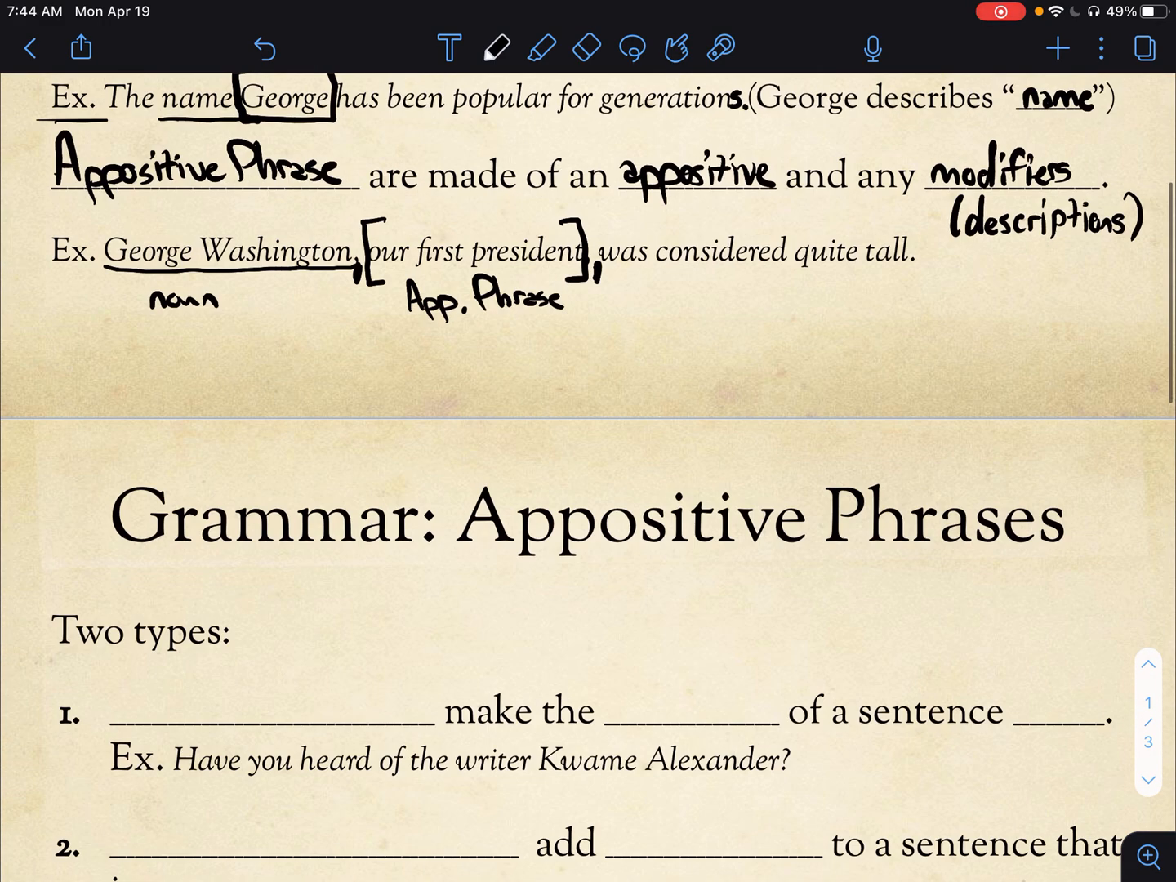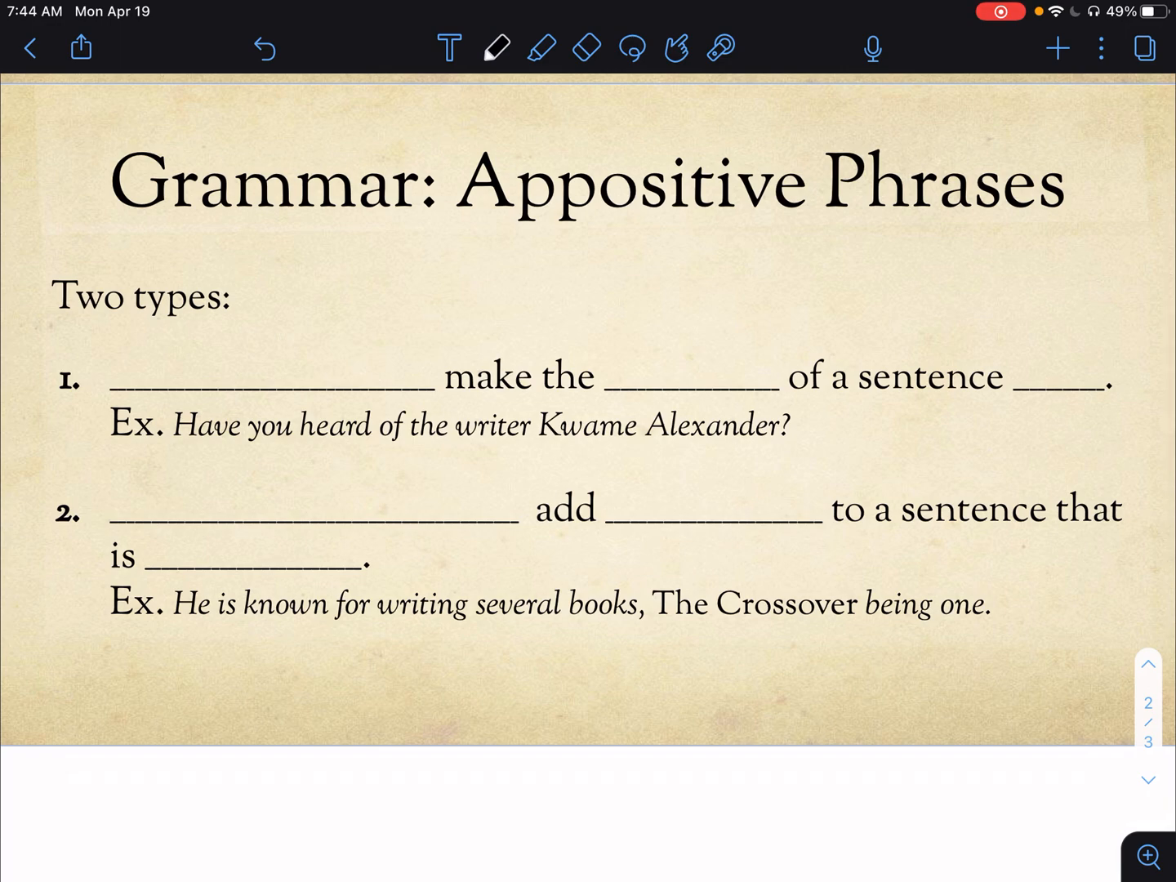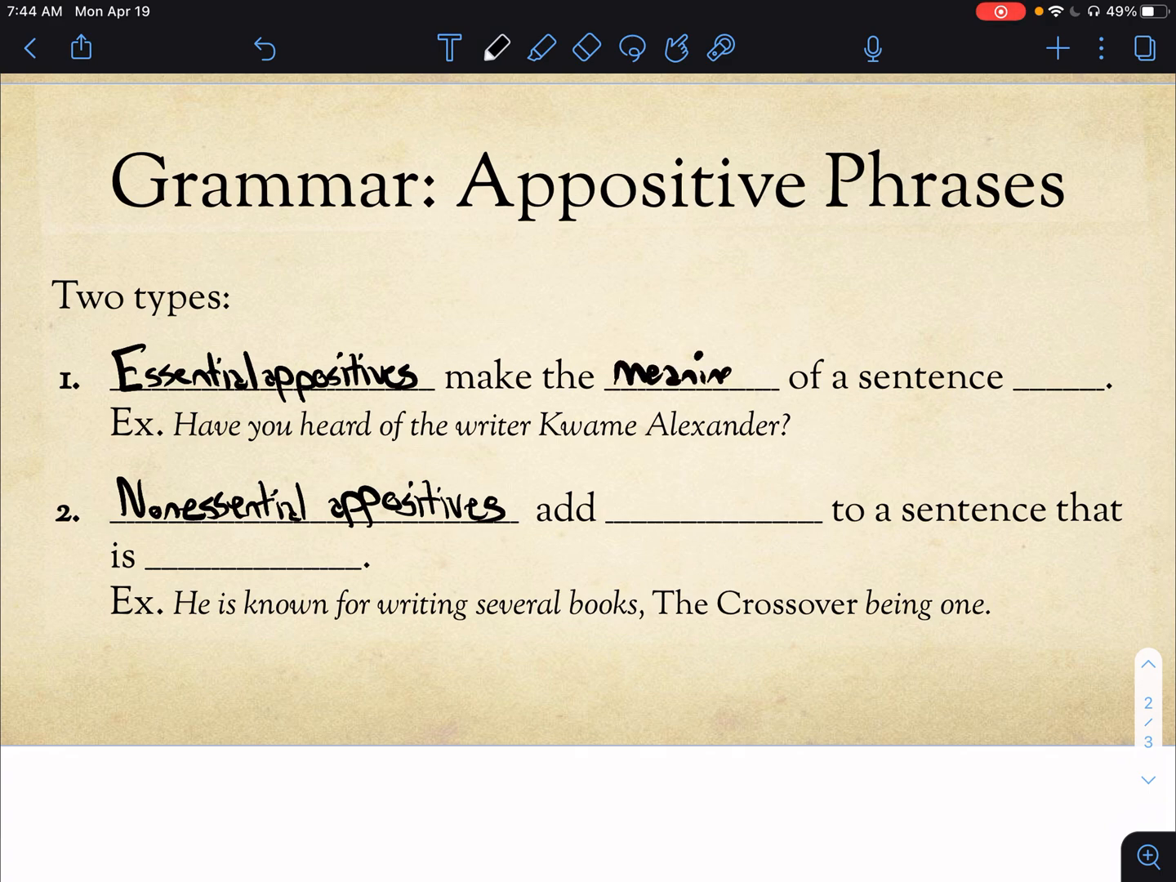Because there are 2 types of appositive phrases. There are essential appositives and there are, obviously, non-essential appositives. And I'll explain the difference between the 2 in just a second. So essential appositives make the meaning of a sentence clear. So if we took the sentence, have you heard of the writer Kwame Alexander? Writer here is our noun, right? And Kwame Alexander is our appositive because it adds more information.